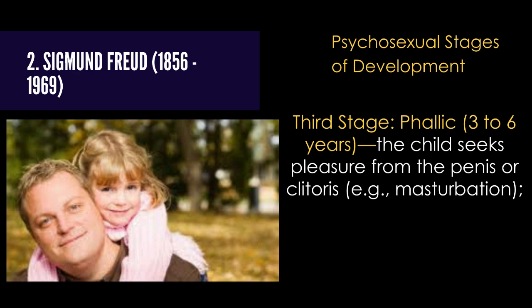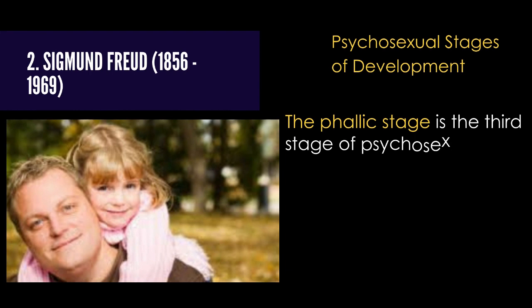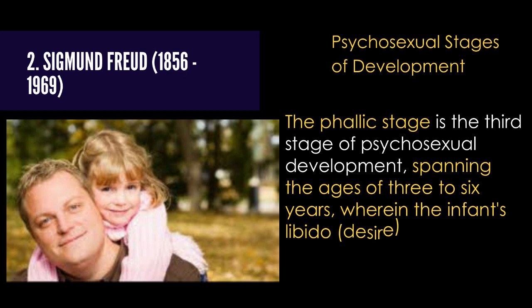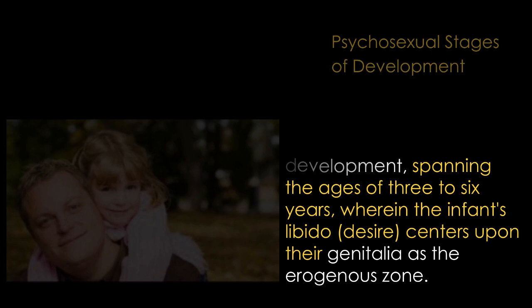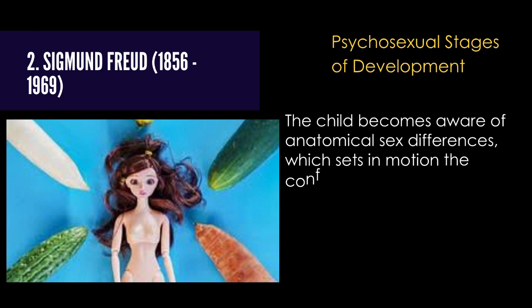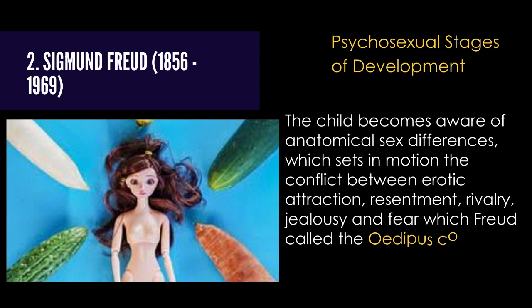The phallic stage is the third stage of psychosexual development, spanning the ages of 3 to 6 years, wherein the infant's libido, desire, centers upon their genitalia as the erogenous zone. The child becomes aware of anatomical sex differences, which sets in motion the conflict between erotic attraction, resentment, rivalry, jealousy and fear, which Freud called the Oedipus complex, in boys, and the Electra complex, in girls.